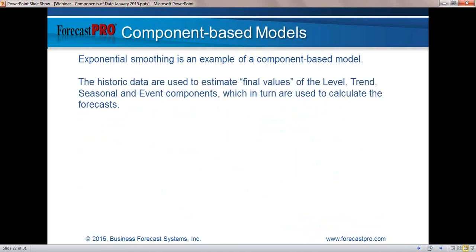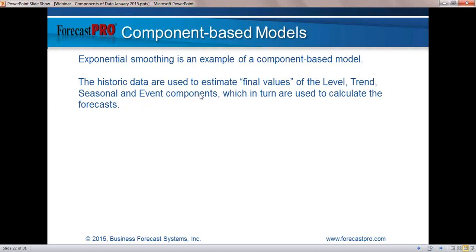Smoothing is the most widely used of the statistical forecasting methods, and again, it is a component-based approach. It's a form of extrapolation. It uses the demand history, and if we're doing events, it also looks at an event schedule. Basically, we estimate each component, and what we're after is what's called final values. What is the component at the end of the data set? The components it works with are level, trend, and seasonal, and potentially events if those are present as well.